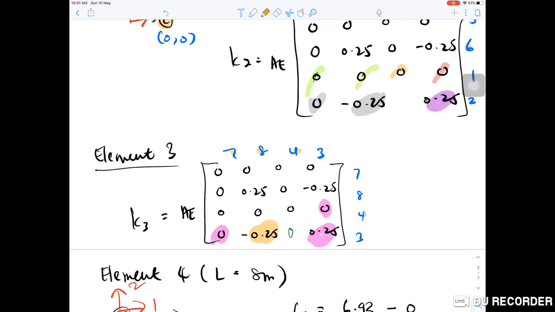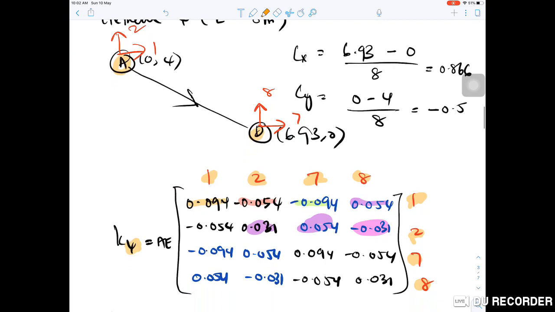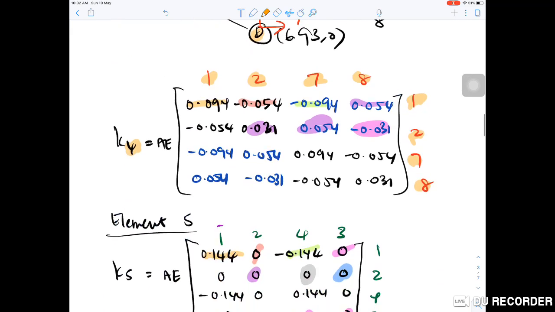7, 8, 4, 3. For element number 4, look at the arrow. A is near, D is far. So it is 1, 2, 7, 8.